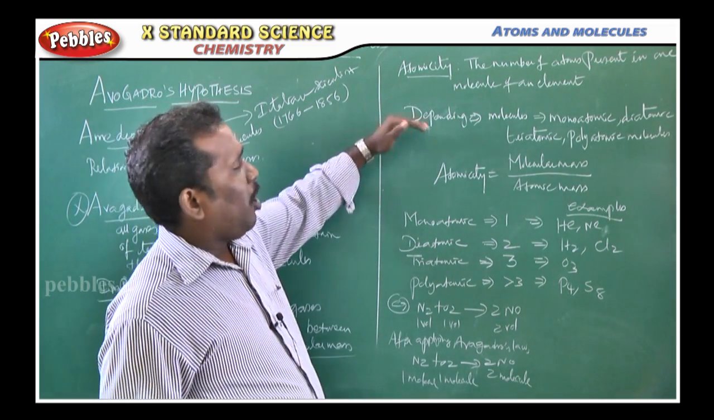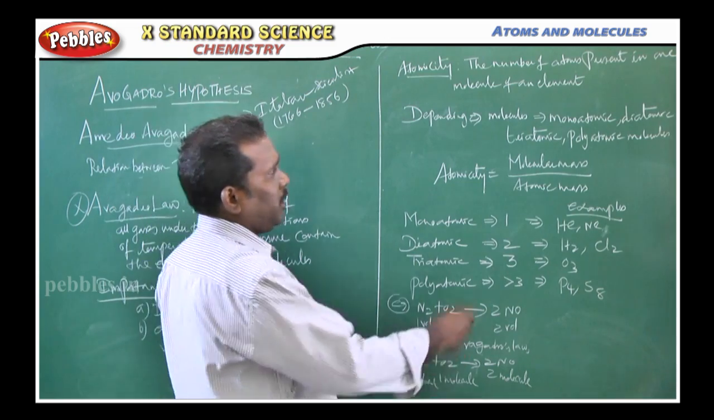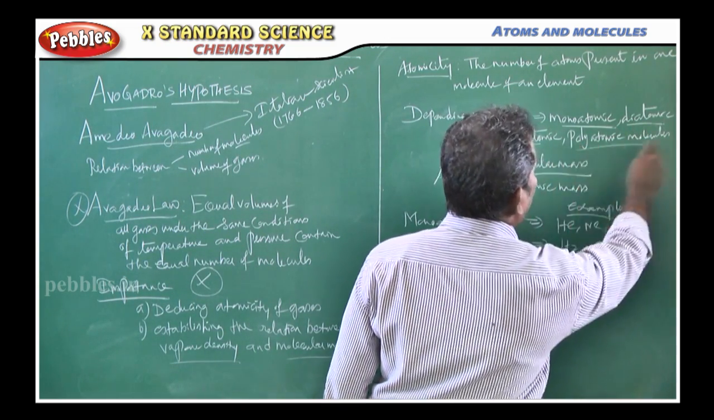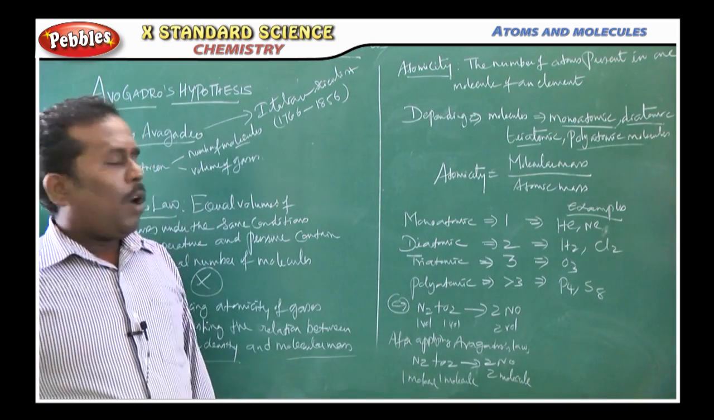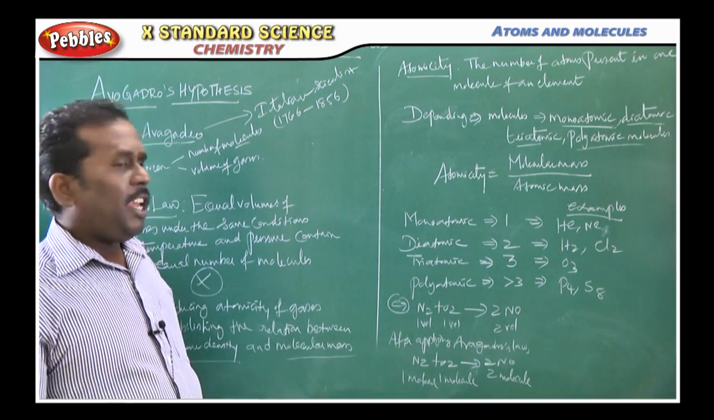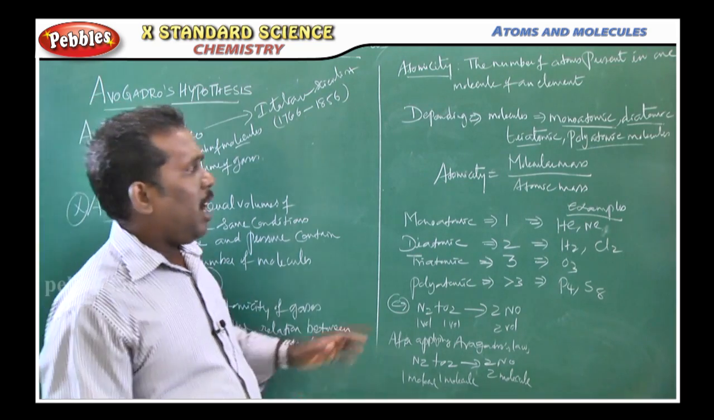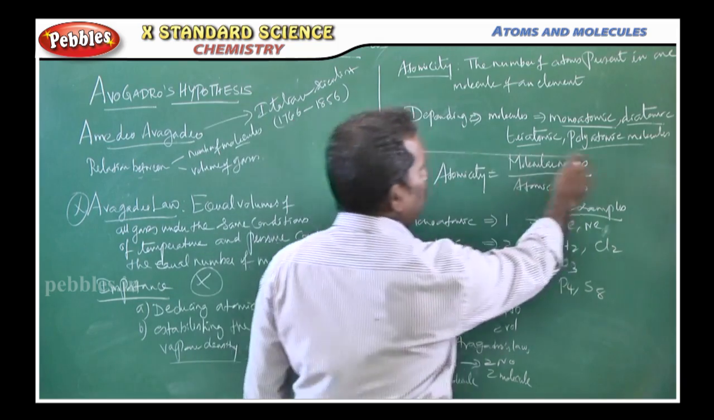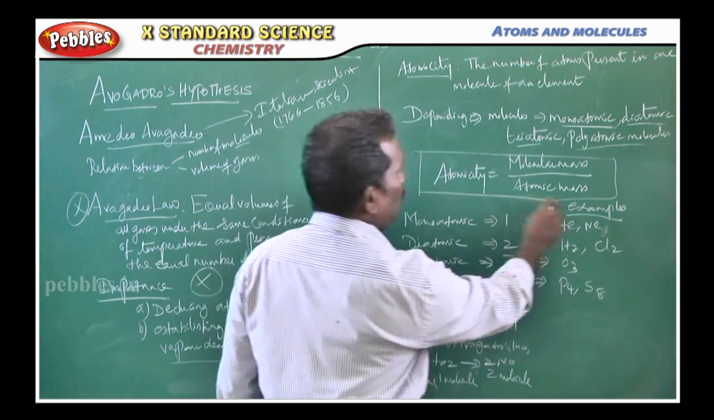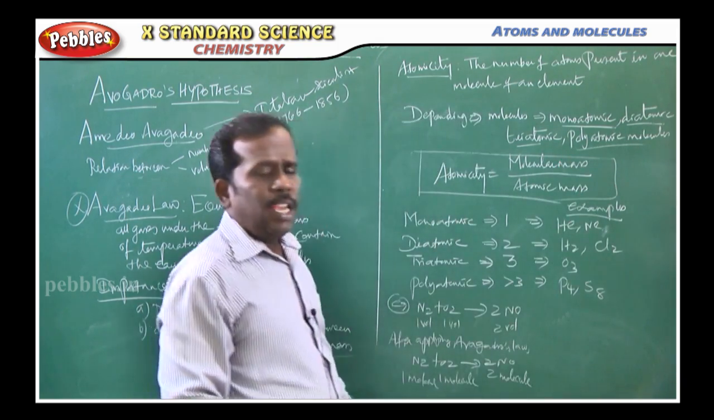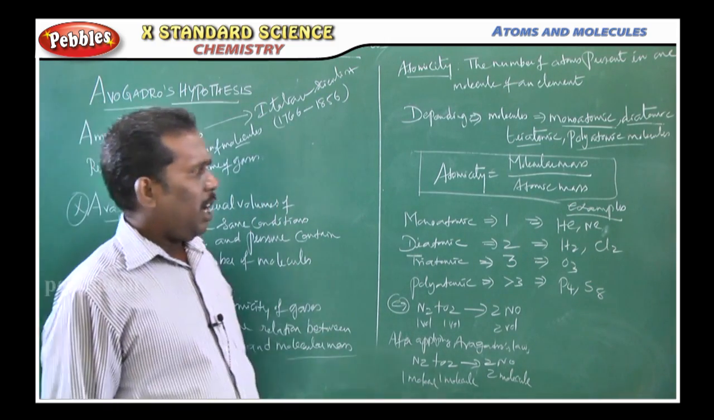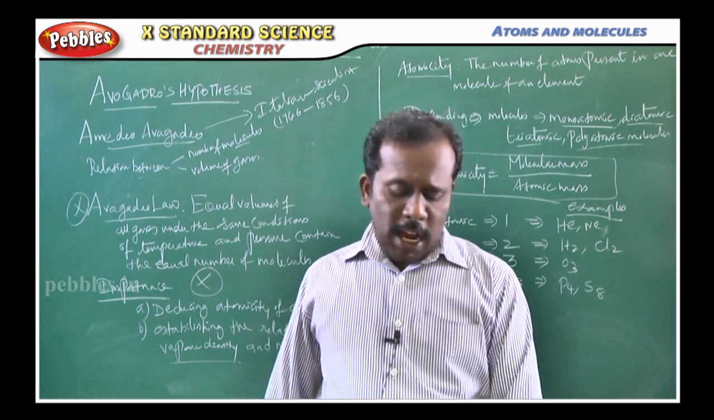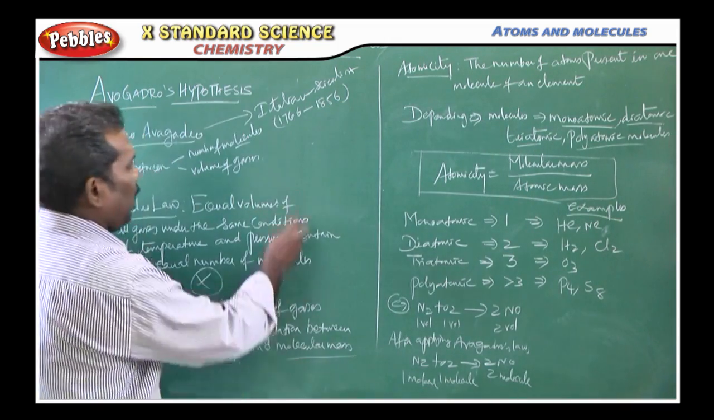Depending on the atomicity, molecules are monoatomic, diatomic, triatomic and polyatomic. What is monoatomic? And how are we going to find out the atomicity? There is a standard formula. The atomicity is equal to molecular mass divided by atomic mass. For example, now I am going to ask: find the atomicity of chlorine.